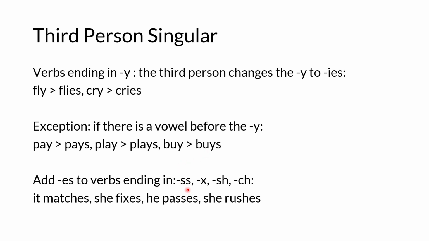For verbs ending in double S, X, SH and CH, we add an ES at the end. So for example, match becomes matches, it matches. Fix becomes fixes, she fixes. Pass becomes passes, he passes. And rush becomes rushes, she rushes.